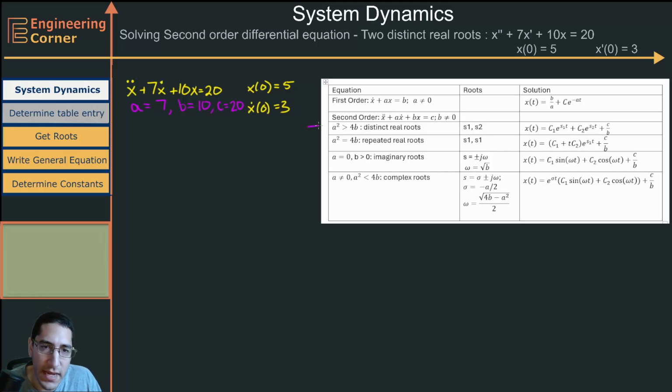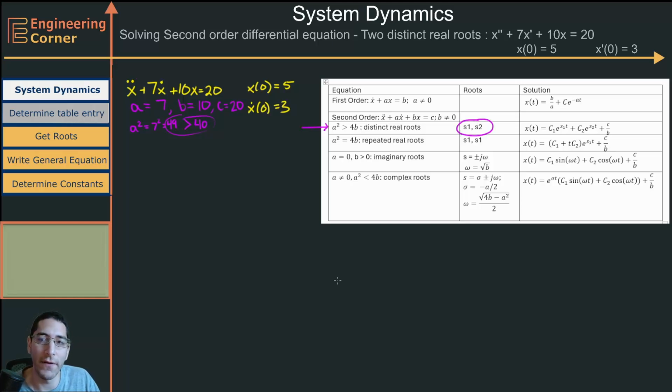Okay, so for the first test, I'm just going to start and work my way down, even though the title of the video tells you which one this is. So I'm going to start with A squared is greater than or equal to 4B. In this case, I have A squared, which is 7 squared, which is 49, is greater than or equal to 4 times B, which is 4 times 10, or 40. And this is true. So right away, we got lucky this time, and we immediately know that we have distinct real roots. That means we're going to have two roots.